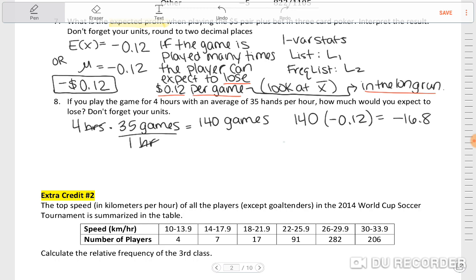So in other words, you would expect to lose, remember negative becomes the word lose. You're going to lose $16.80.